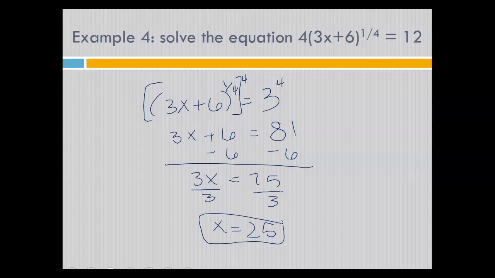The only time you have to watch out for an extraneous solution is if you get an even root equal to a negative. If you have an even root equal to a negative, that will give you an extraneous solution. So if you go back and check and you have like negative 12 equals 12, that's extraneous. It's when you have a negative on one side and a positive on the other.